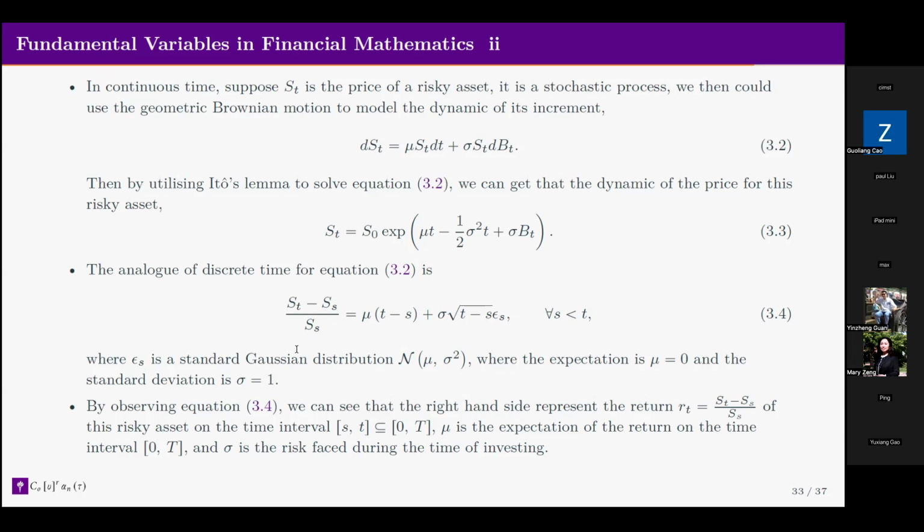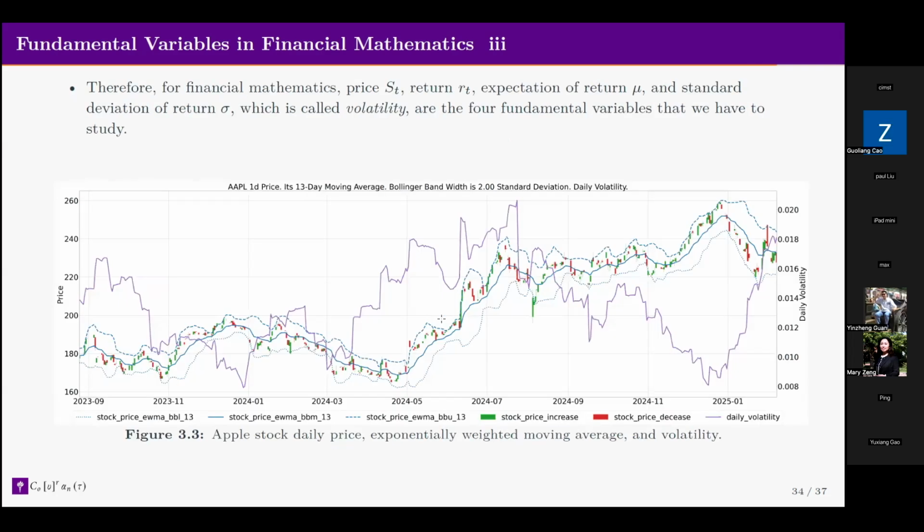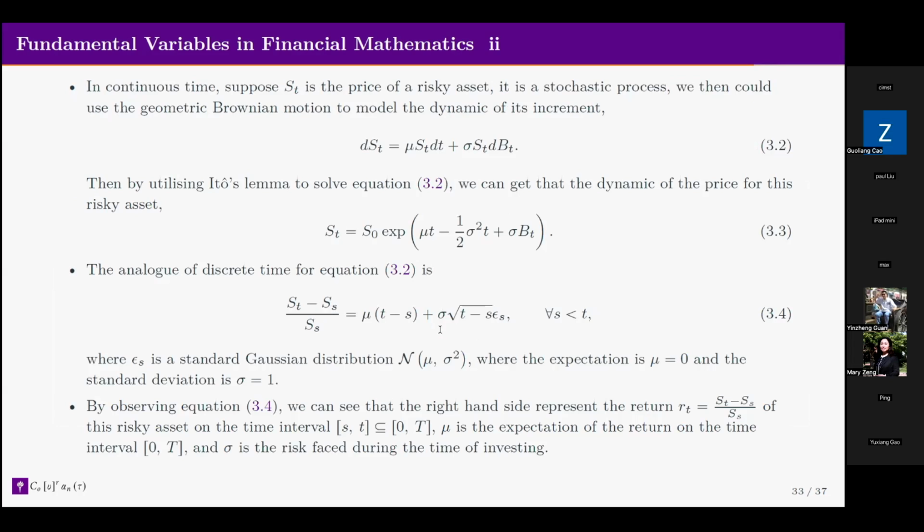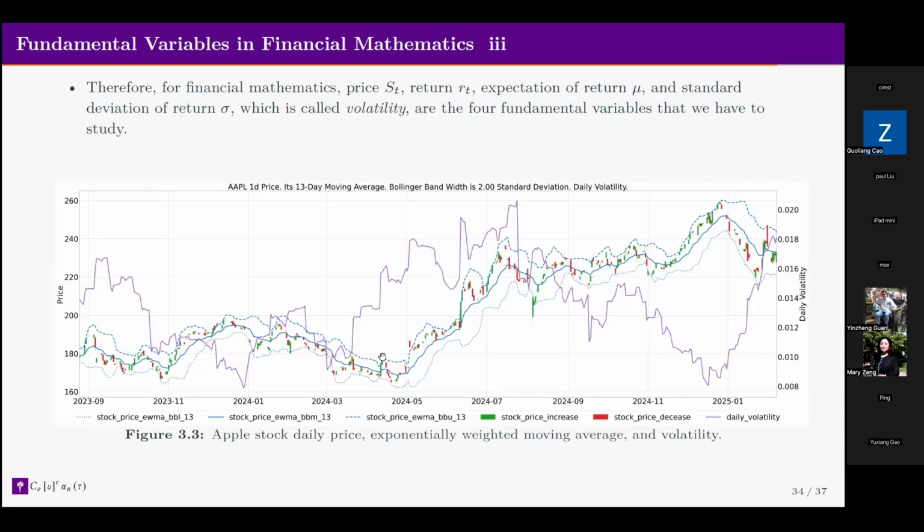From this equation, you can see there are four important fundamental variables in financial modeling: price, return, the expectation of return, and risk, or volatility. Here is a plot for the price and the volatility, S_t and sigma. As you can see here, when you observe big jumps in the price, you would observe a huge volatility. If the price doesn't have huge jumps, then the volatility is, in general, very low. Therefore, volatility could be used as a signal for trading.